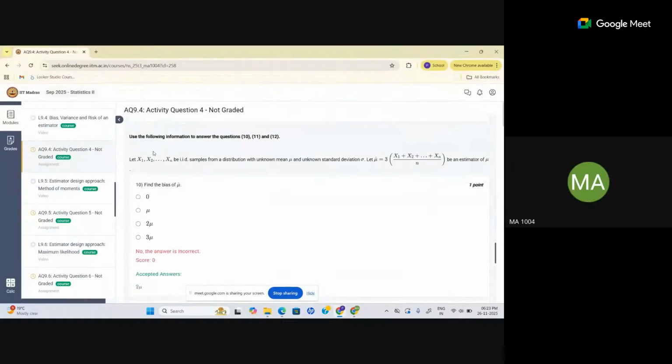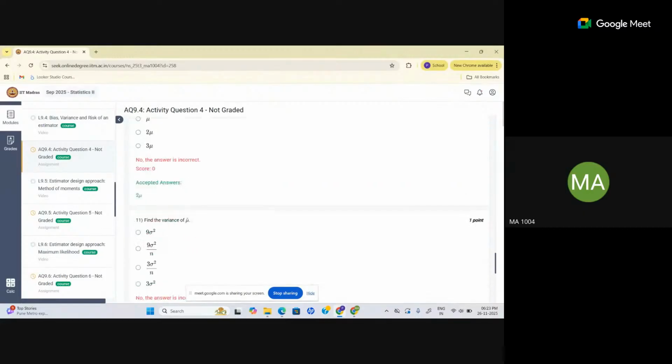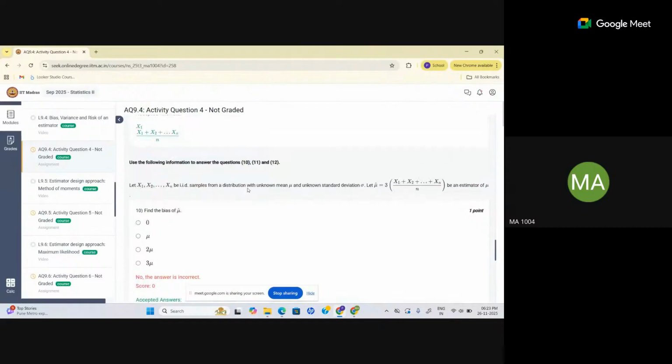Okay. So here let x1, x2 up to xn be IID samples from a distribution with unknown mean mu and unknown standard deviation sigma, and let mu hat be 3 times of this x bar, an estimator of mu. So the estimator is given. You have to find bias, variance, and risk of the estimator. So we have to calculate bias. So what do we have to calculate first here?